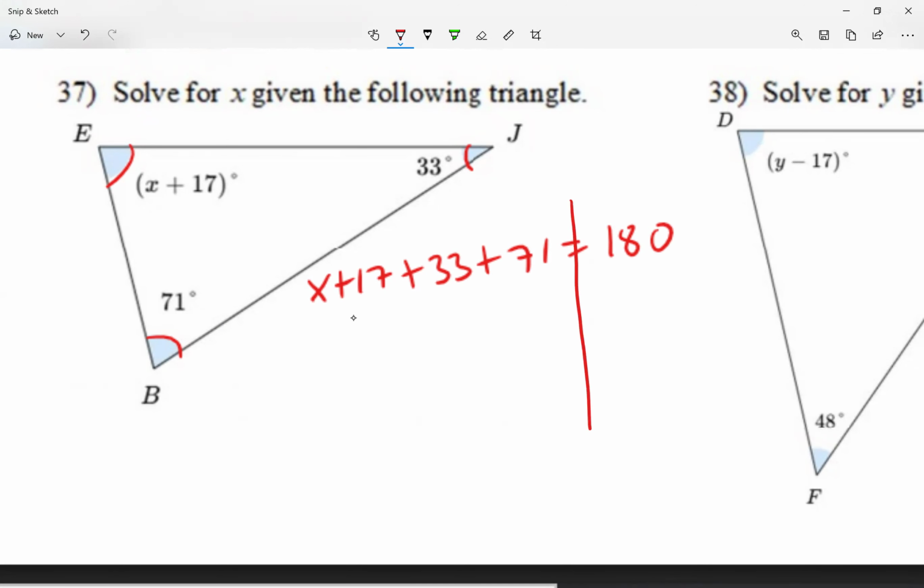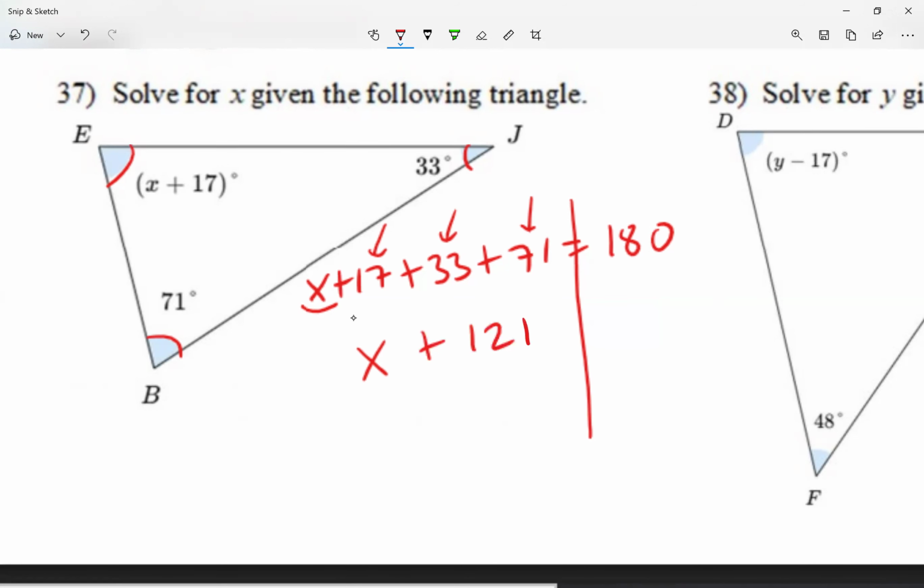Let me separate my sides through the equal sign. The left side, there's a bunch of things there. So let me simplify this a little. Letter-wise, I only see 1x. So I'm just going to write 1x. Number-wise, I see 17 plus 33 plus 71. So 17 plus 33 plus 71, that is 121. Okay, so plus 121. I simplify that. And I know that all of this is equal to 180.